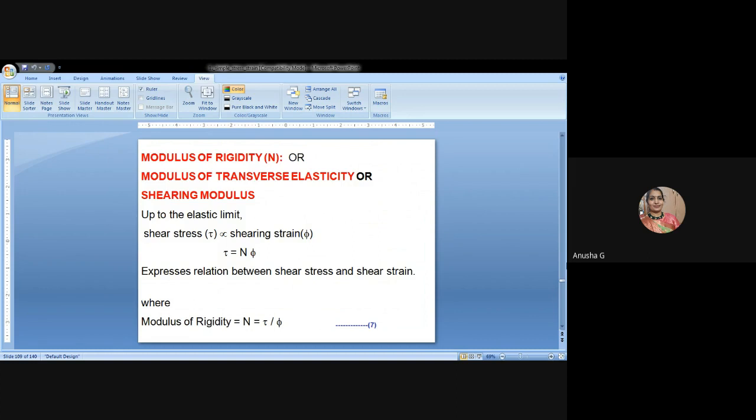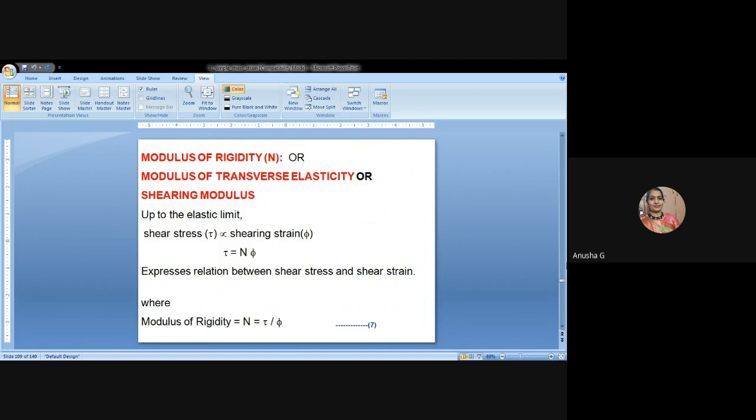Here, the modulus of rigidity will be denoted as N, or in our condition taken as R. This is the modulus of transverse elasticity, or shearing modulus. It can be considered when the shear stress is proportional to the shear strain. Shear stress is proportional to shear strain, and this is known as the shearing modulus.